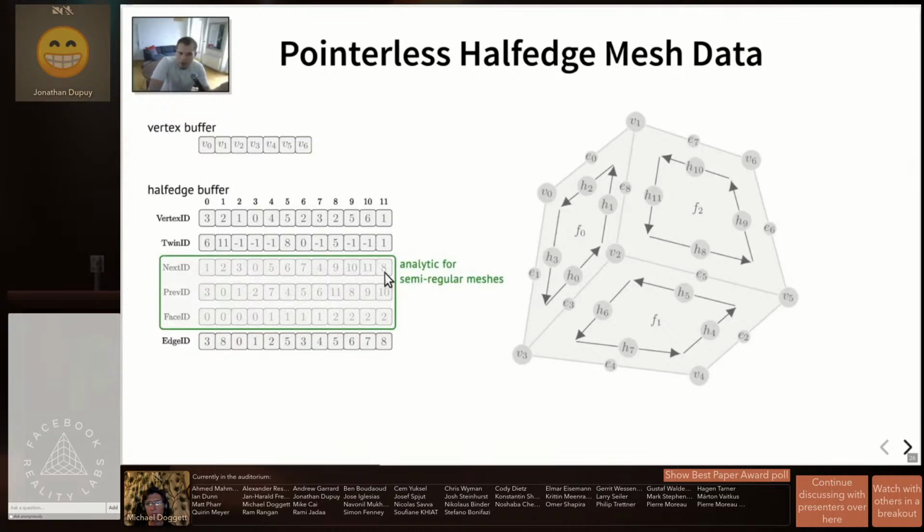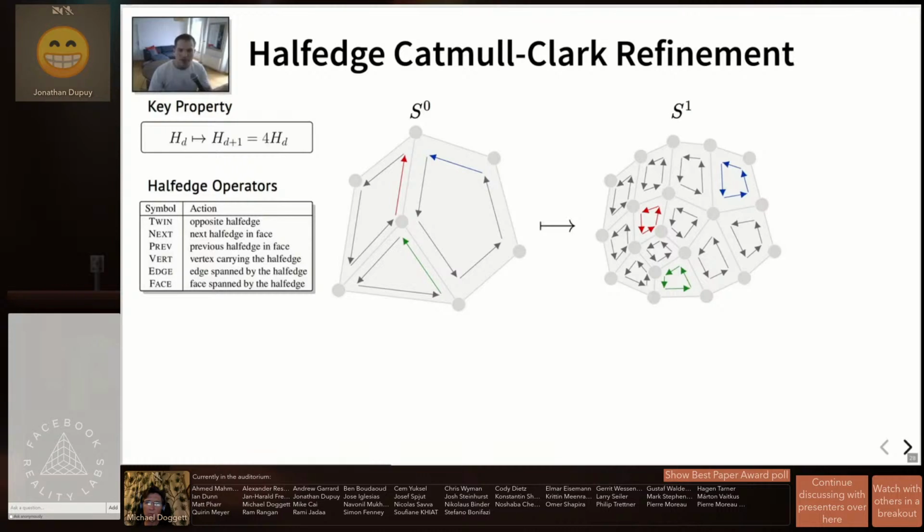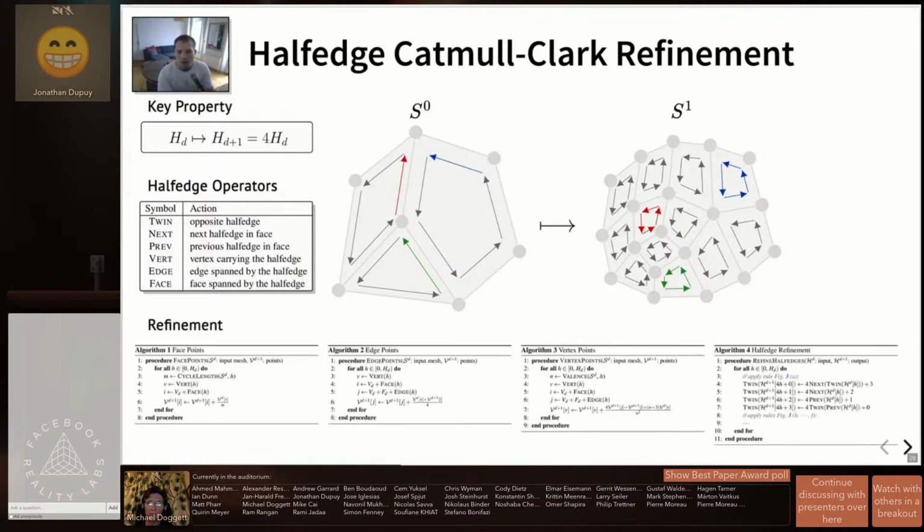So in practice, what we do is we represent the control cage using this explicit half-edge buffer with 6 integer values. And when we subdivide the mesh, each subdivision level is represented using only 3 integers per half-edge. And so based on this representation, we derive some explicit formulas in our paper to implement this 1-to-4 mapping for the half edges. So with these operators at hand, we then derive 4 algorithms. These 4 algorithms allow us to evaluate a single Catmull-Clark refinement step entirely.